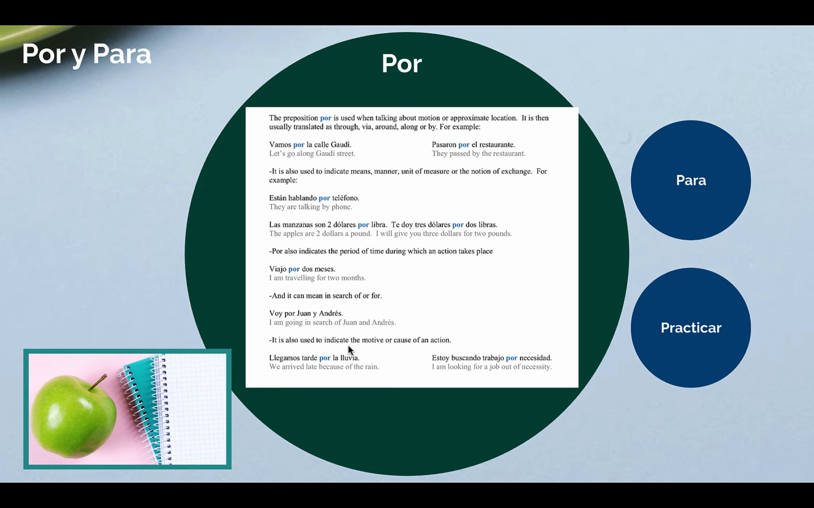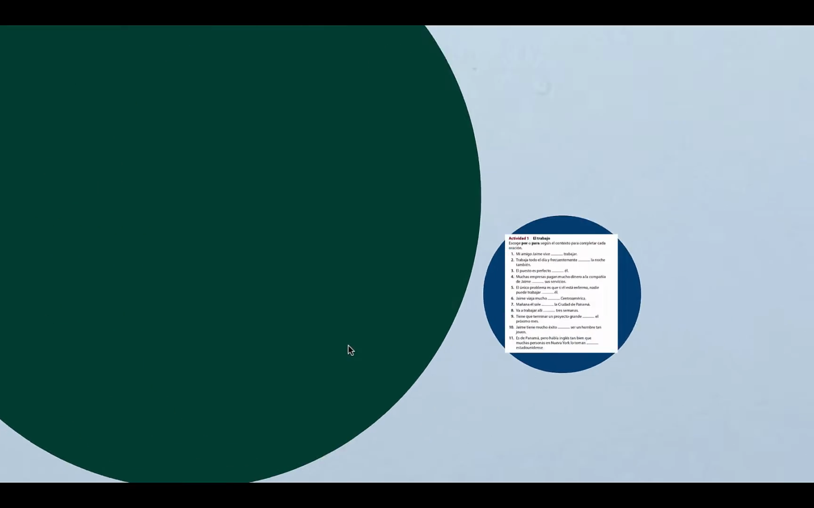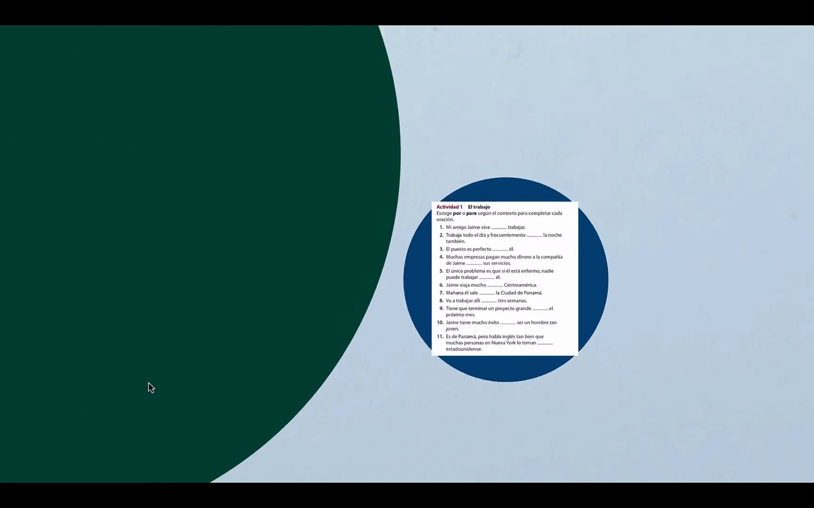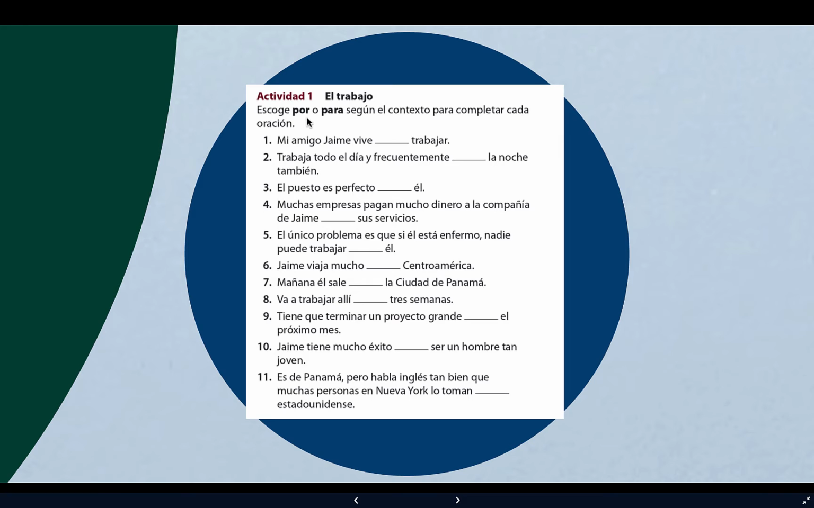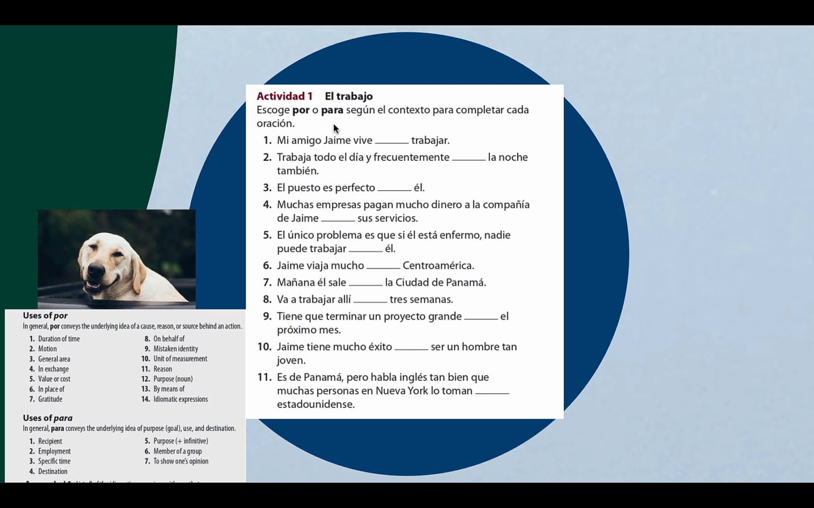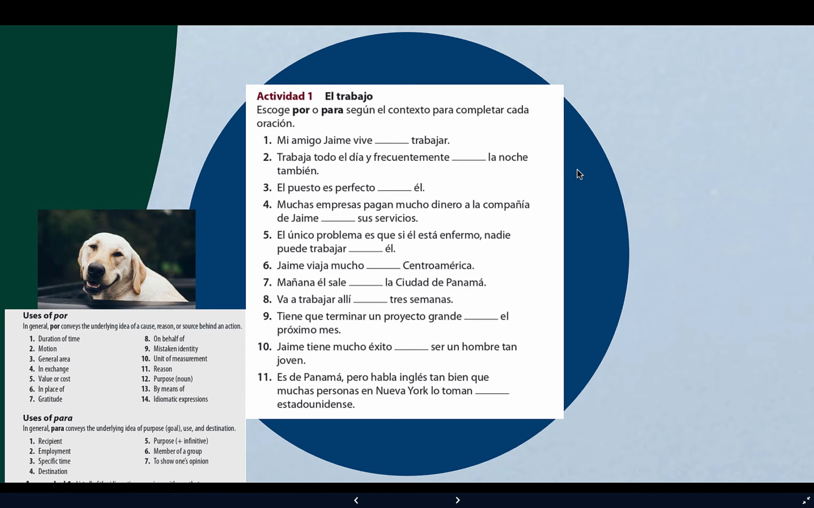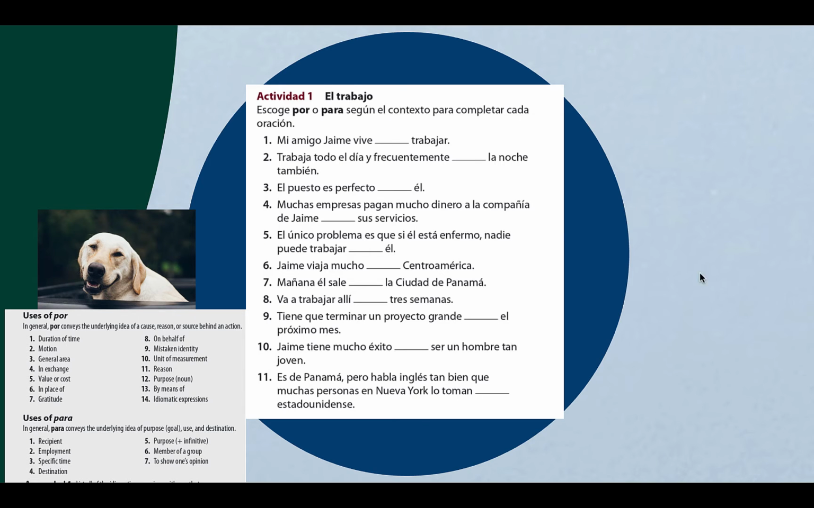What do you say? Practice time? Vamos a practicar. Ok. Escoge por o para según el contexto para completar cada oración. So remember to read the sentence and understand the context so you can pick the right one. And here's a little chart from your book of the uses of por and para, in case you need it. Remember, when you're ready, so first pause, then press play and see the answers.